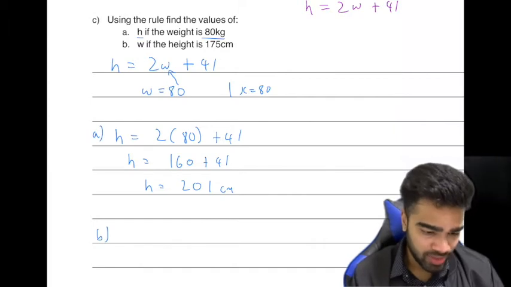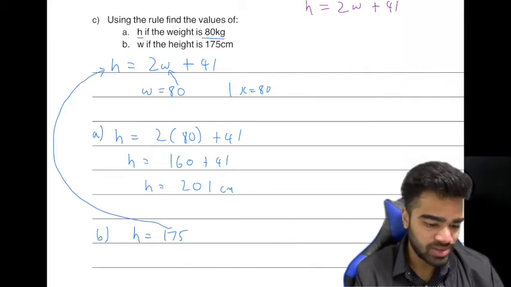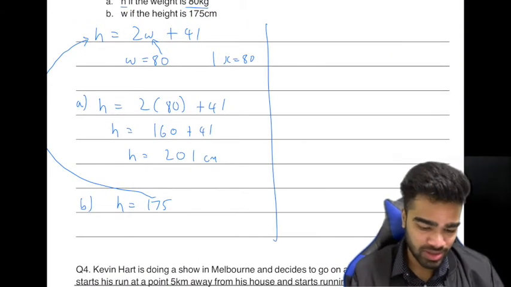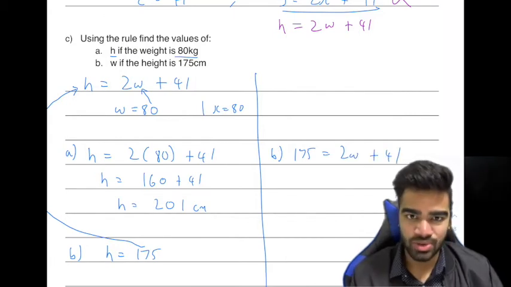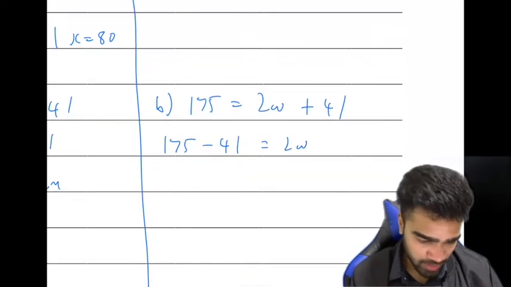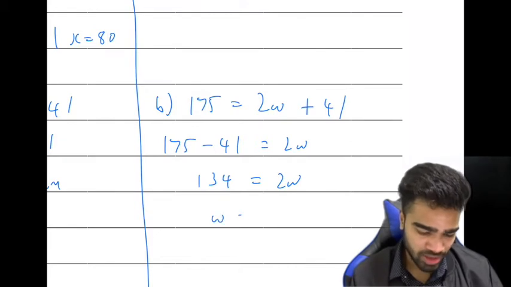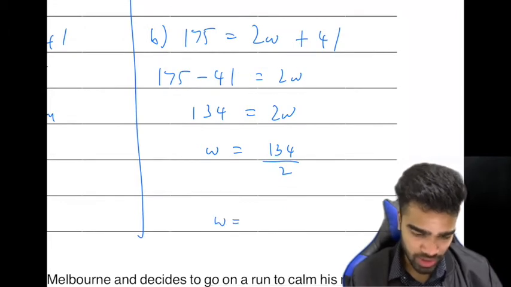Part B is saying find the weight if the height is equal to 175. So I think you can guess. We sub 175 instead of H, and solve for w. So let's do it. So H is equal to 175. So part B, 175 is equal to 2w plus 41 and solve for w. So we have to do 175 minus 41 is 2w. That's going to be 134. I think I got that right. Yeah, 134 is 2w. And then you need to divide 134 by 2. So w is going to be equal to 67 kilograms.